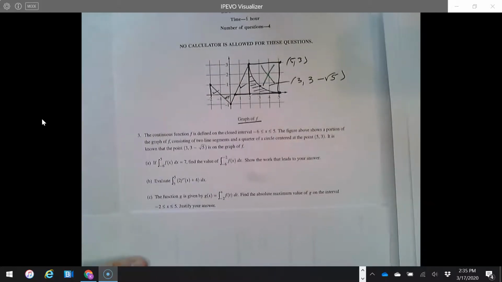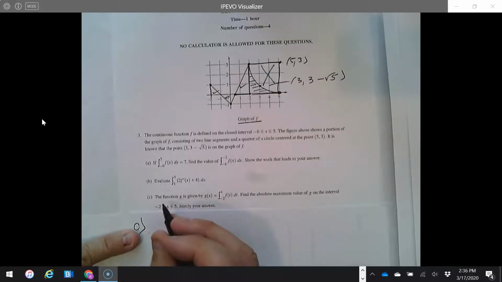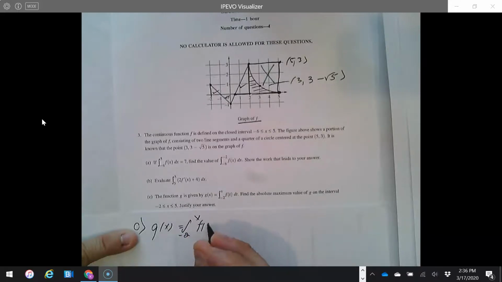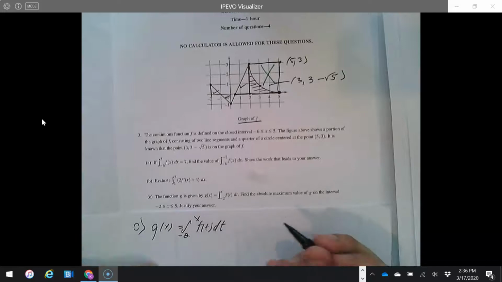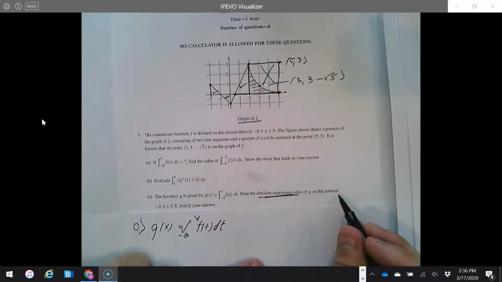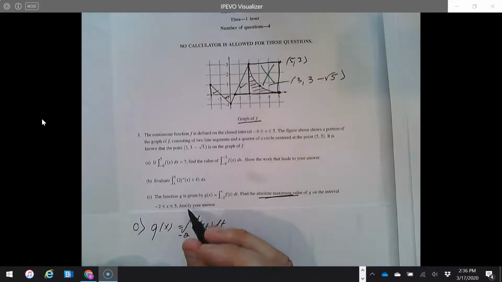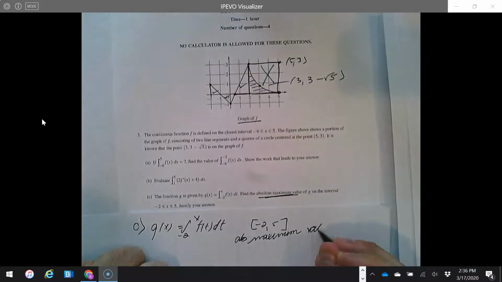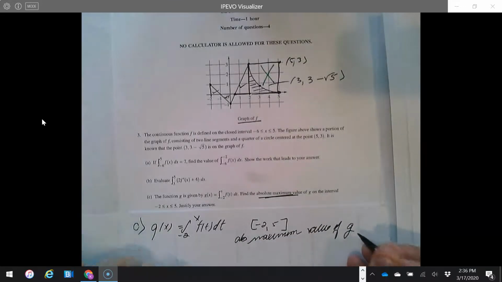Okay, part C, the function g is given by g of x is the integral from -2 to x of f of t dt. Find the absolute maximum value of g on the interval -2 to 5. So on the interval -2 to 5, what I want is the maximum, or the absolute maximum, value of g.